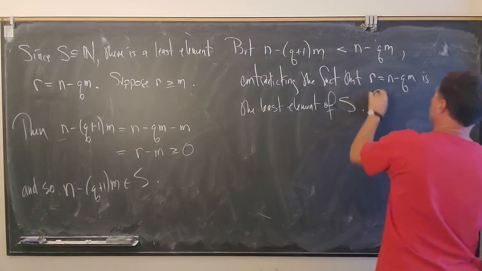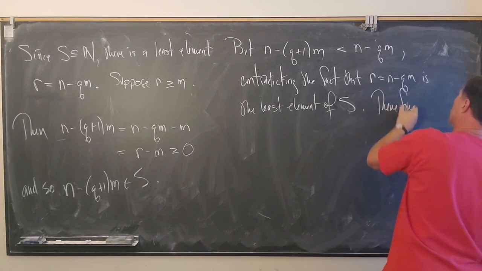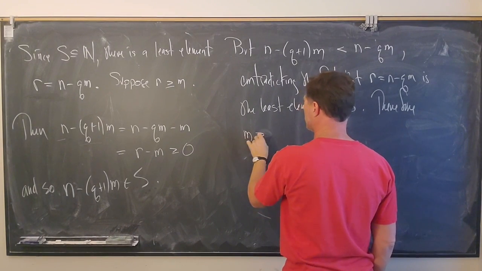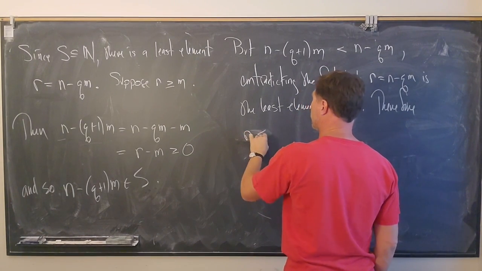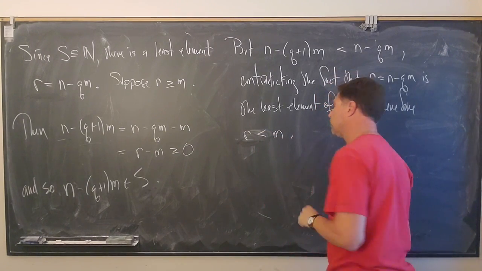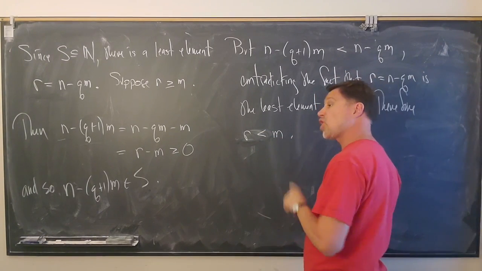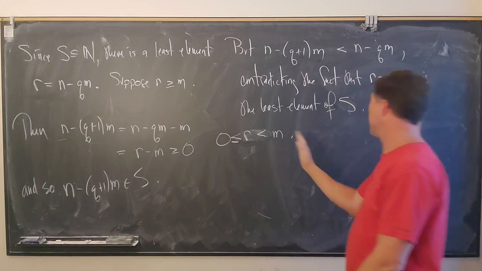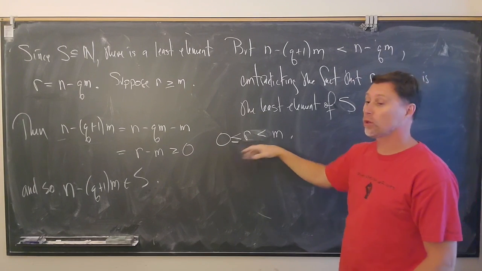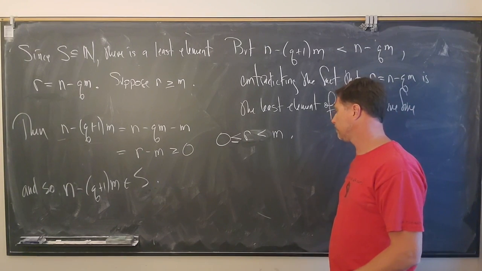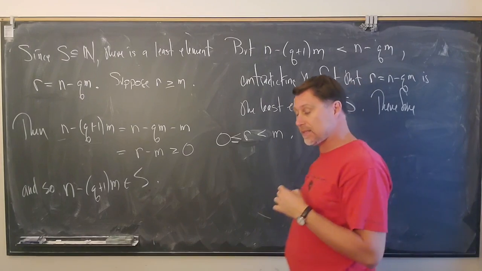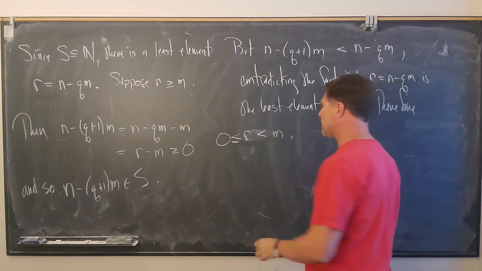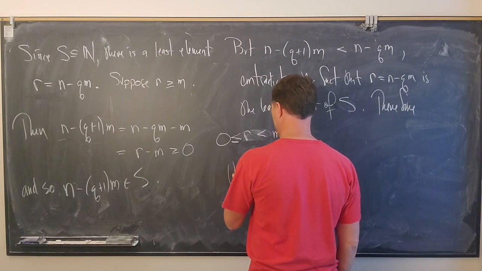So therefore, R is strictly less than m. And we also knew, because R is an element of S, that it's greater than or equal to 0. And so we have the desired restrictions on our element R. So that proves the existence of the elements R and Q. There's also in the division algorithm the uniqueness statement, and I just want to leave that as an exercise.